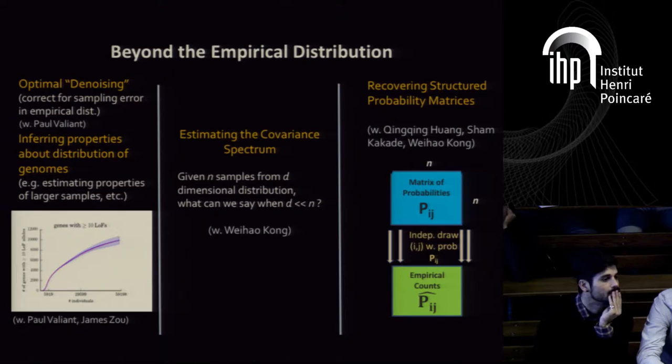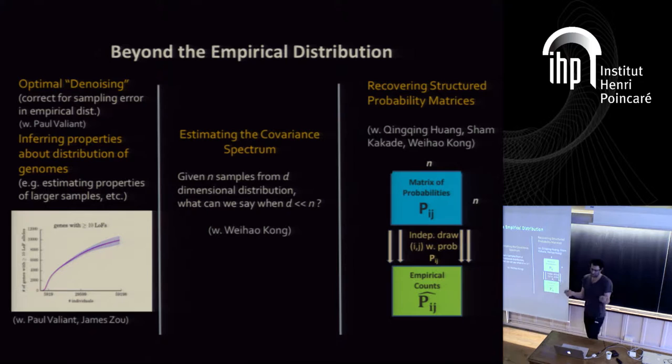That work leads to a few nice corollaries, which have some nice implications for understanding properties of the distributions of genetic mutations. Okay, and we'll sketch some of the applications too.